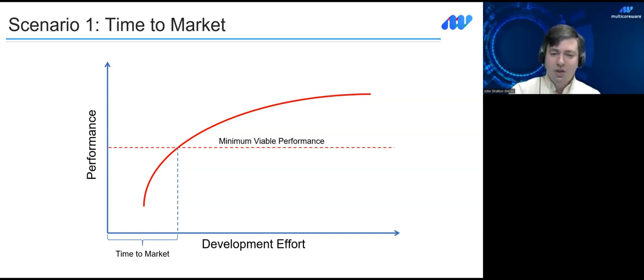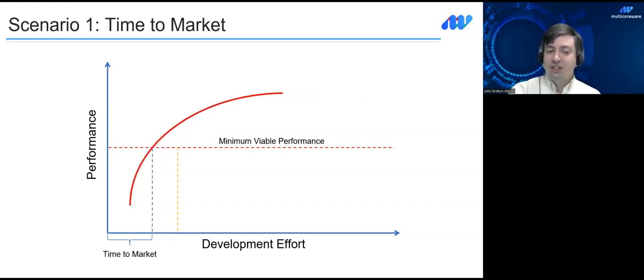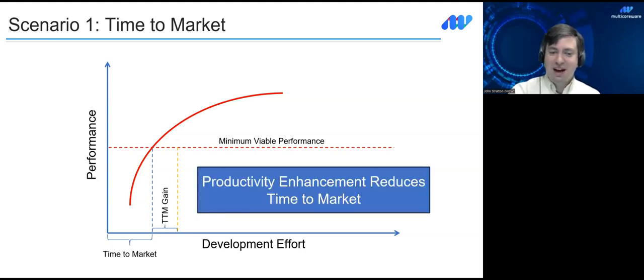Well, what happens when you increase productivity? If you increase productivity, then that curve shifts over and your time to market has now been reduced. You've gotten a faster time to market based on the increased productivity of your team and the system overall. And this, I think, kind of makes sense. You expect things to go faster. If you're trying to hit the same target and you find some way of improving the productivity of your team, then you can get to market faster. That is the more obvious and the more straightforward approach of productivity as it relates to performance.